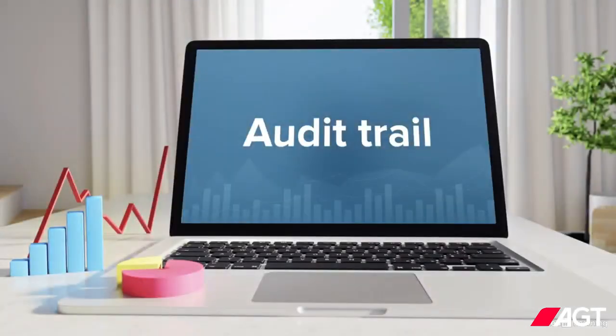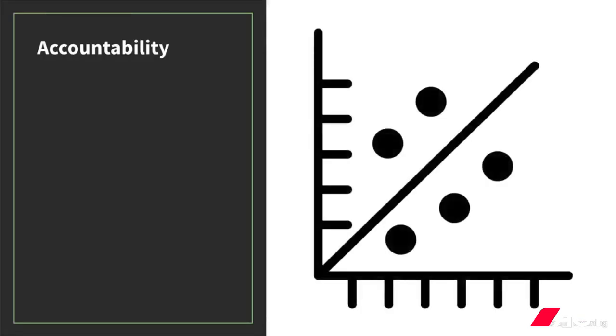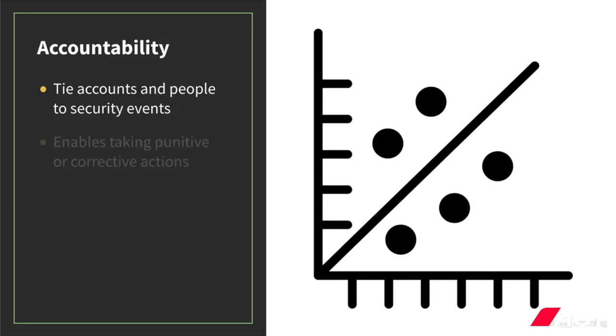Maintaining a strong audit trail is critical in network forensics, and here's why. First, it provides accountability. Logs tie accounts and people to security events. Based on this information, organizations determine who did what and how their systems responded. They can also take punitive or corrective actions such as more training or education.